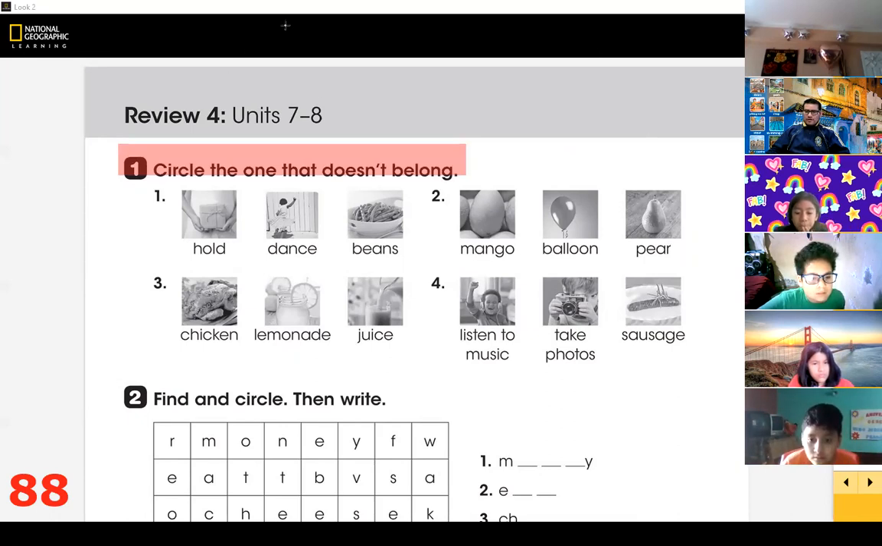Okay, let's start. With number 1, what doesn't belong? ¿Cuál es el que no pertenece? Beans. Doesn't belong.